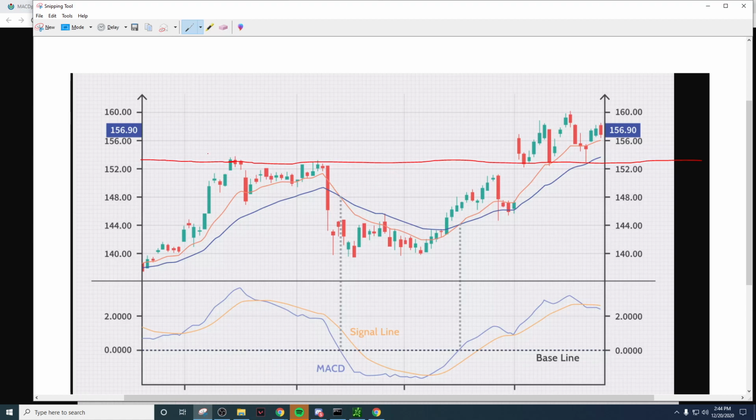Now, there's another method called the divergence method, where basically we form higher highs on the chart. So this is the high of this point right here. Later on in the chart, we formed higher highs, which is right here. This is the high, and this is the high. That means we formed a higher high.